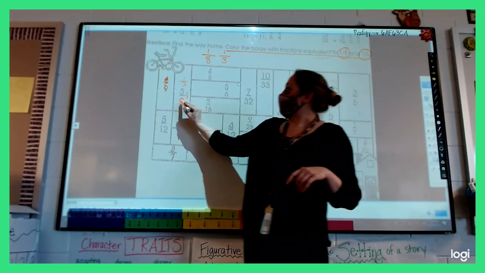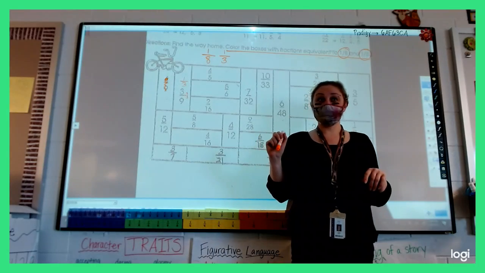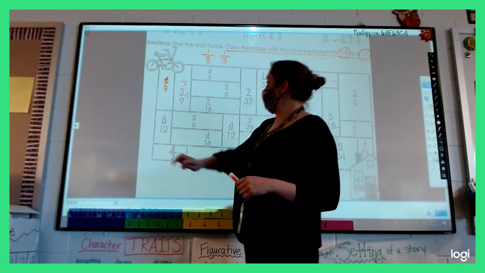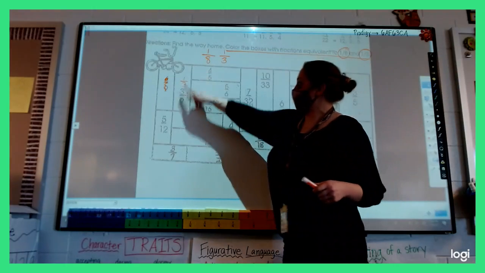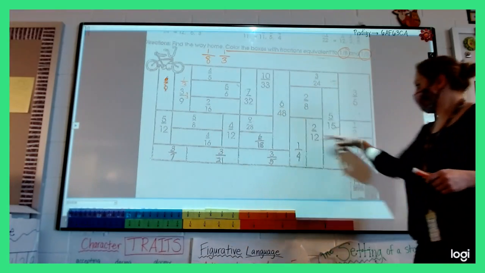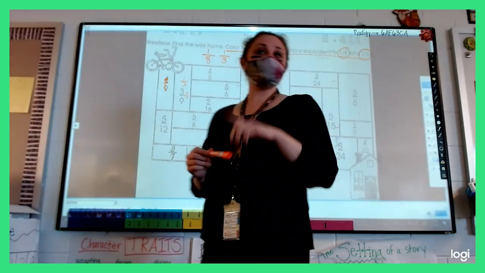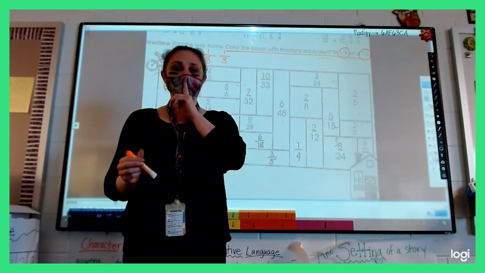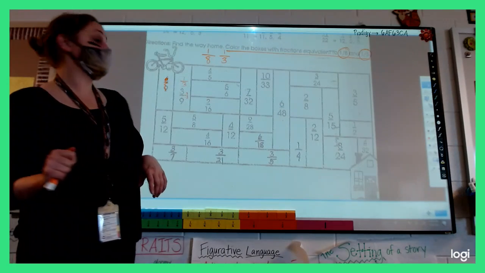All right, so did this one reduce to 1/3? Yeah. Do we color that box? Yes, we do. So you will go through this entire thing. Your job is to find the route that gets you from your bicycle to your house. Okay? Emma? Can we use colored pencils? You can use colored pencils, crayons, whatever.